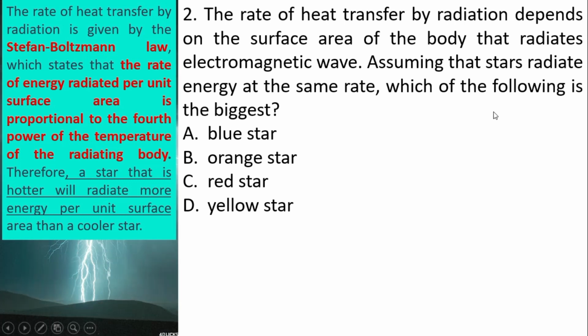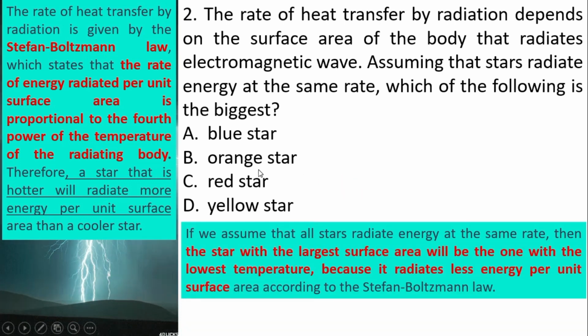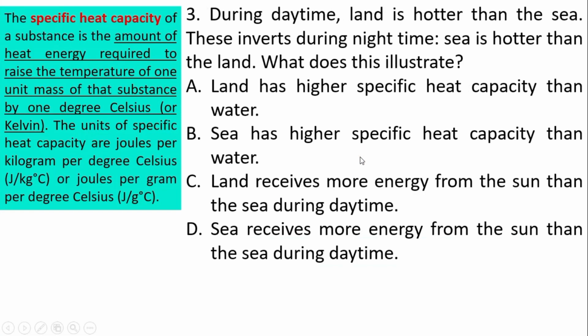So the big star here should be letter C, the red star. If we assume that all stars radiate energy at the same rate, then the star with the largest surface area will be the one with the lowest temperature, because it radiates less energy per unit surface area according to the Stefan-Boltzmann law. So letter C is the best answer.